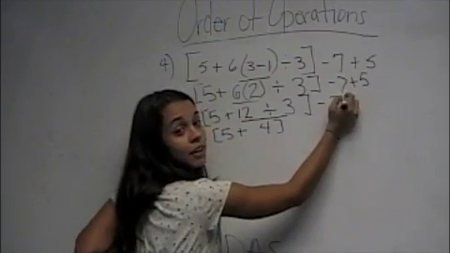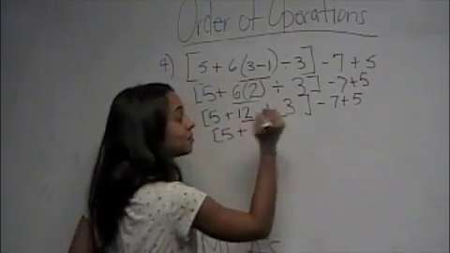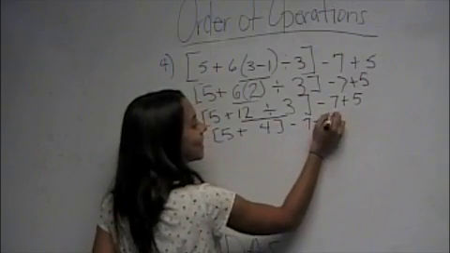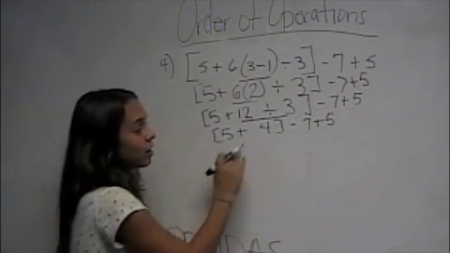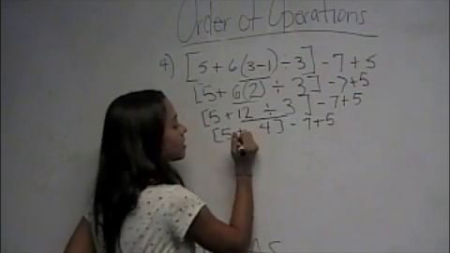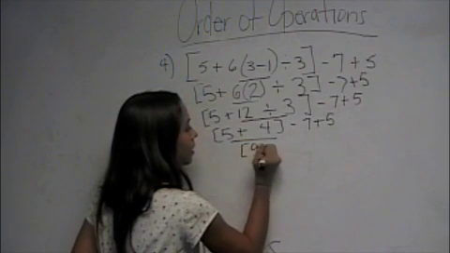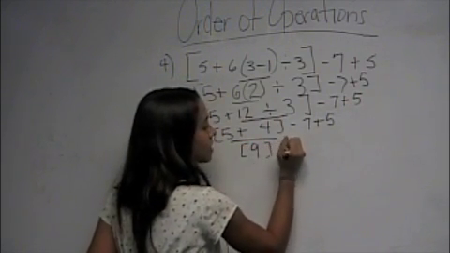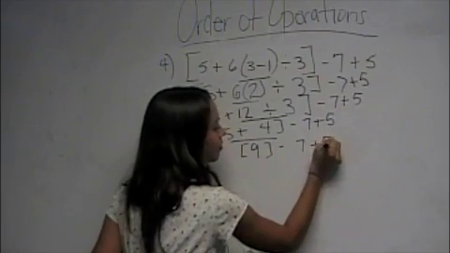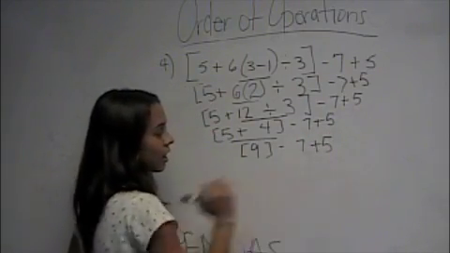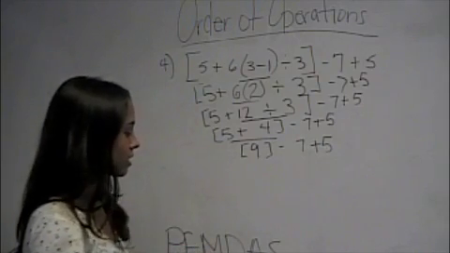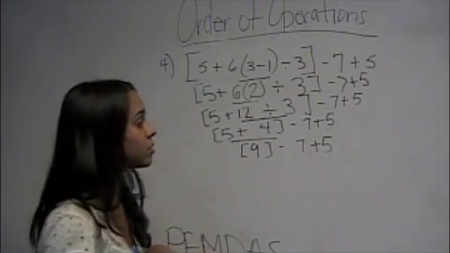Oops, and I forgot to bring down the rest of the problem. Don't do that. All right, now last step to finish up the brackets. 5 plus 4 is 9. Minus 7 plus 5. Now we have everything outside of our brackets, so we move on in our steps.